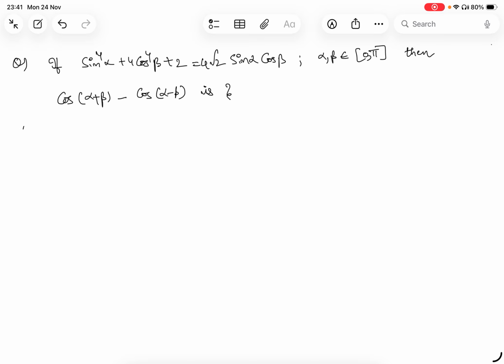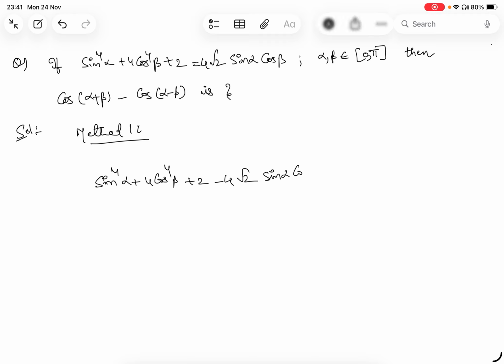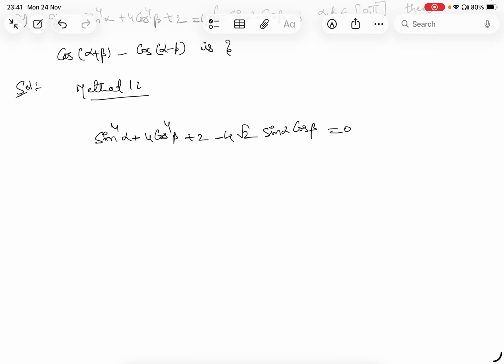Now, let's solve this problem in two methods. In method 1, let's go for this. sin⁴α + 4cos⁴β + 2 − 4√2 sinα cosβ = 0. Alright.